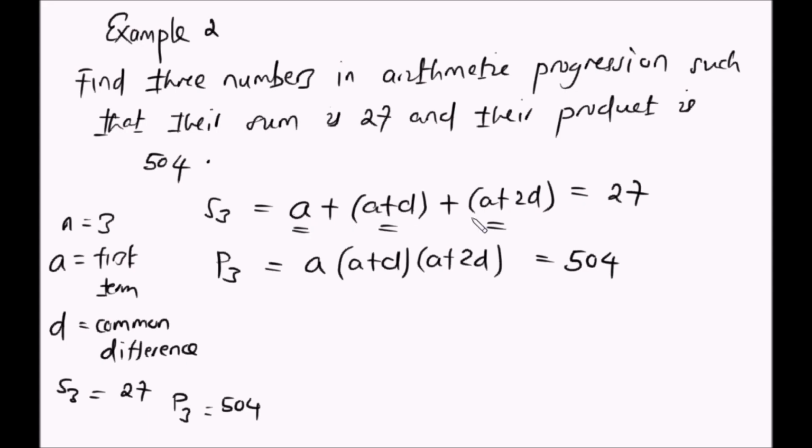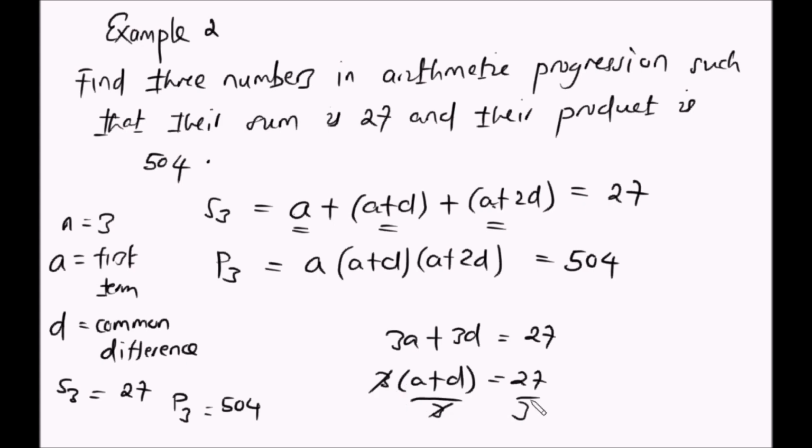So if I take a plus a plus a I get 3a, plus d plus d I get 3d, equal to 27. So let's divide by 3, I remain with a plus d equal to 27 over 3. So divide by three: a plus d is 9. So I have now a plus d is 9, and then a times a plus d times a plus 2d is 504.